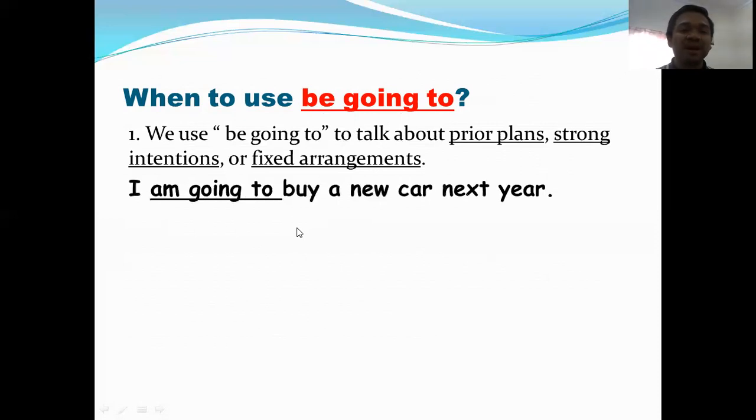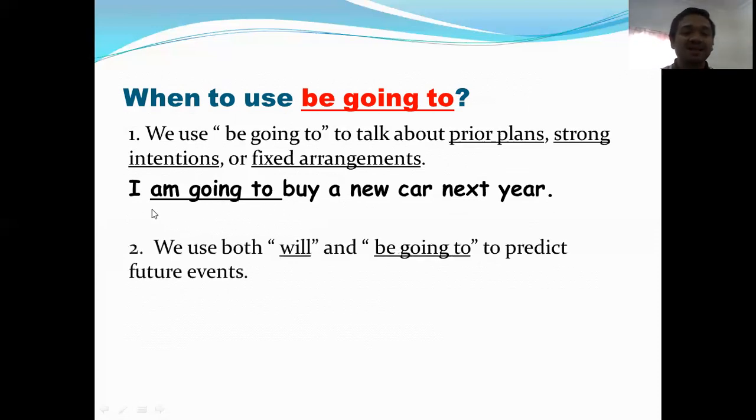Consider this example below. I am going to buy a new car next year. So this is prior plans, strong intentions, and fixed arrangements. Next year, he is going to buy a new car. So I am going to.